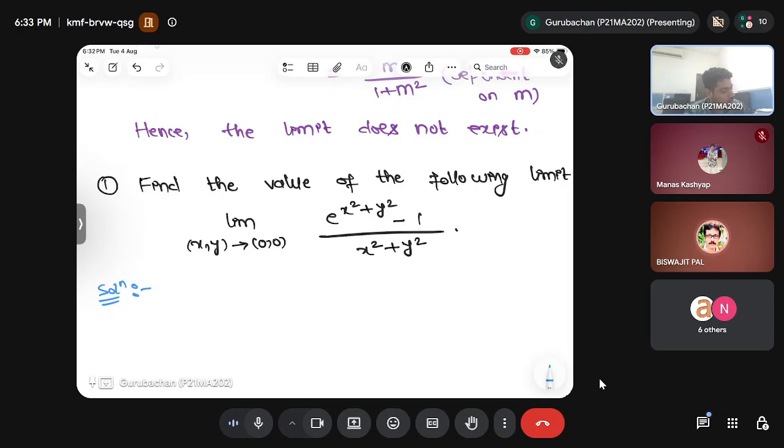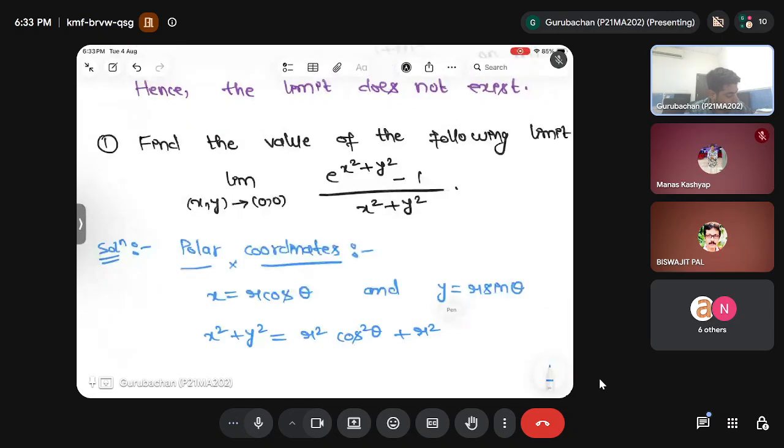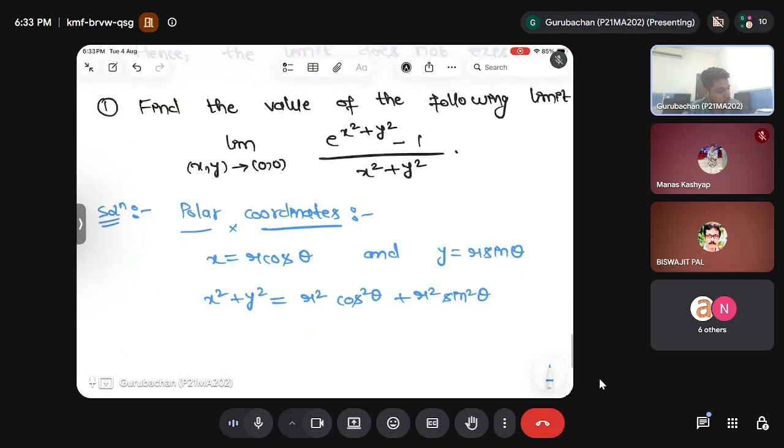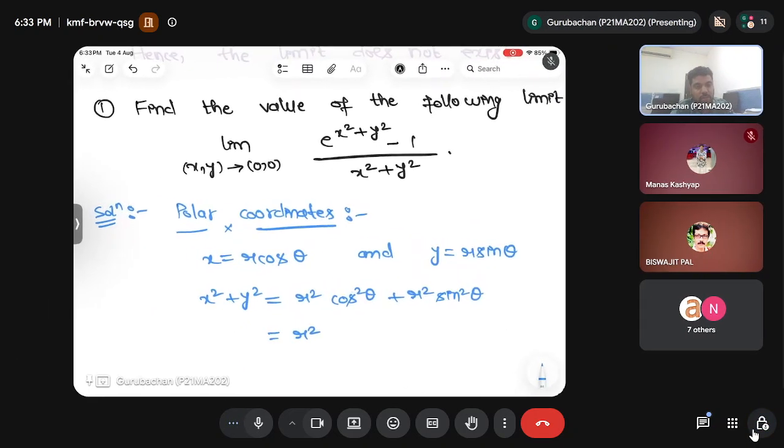Sorry, I just... cos square theta. Could you please mute yourself? Sine square theta. So this will give you nothing but the r square. Vishwajit ji, can you mute yourself? Yes, sir. Can you mute yourself, please?